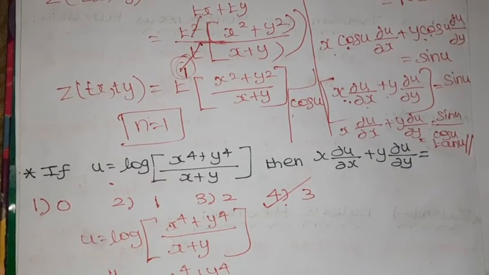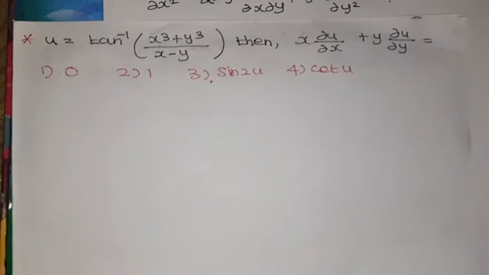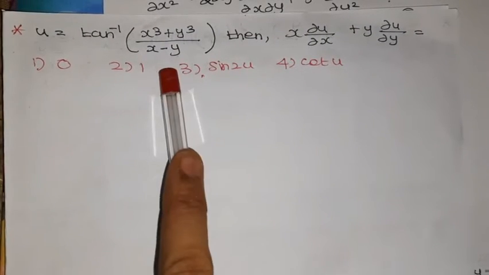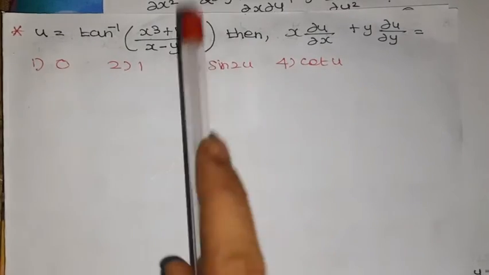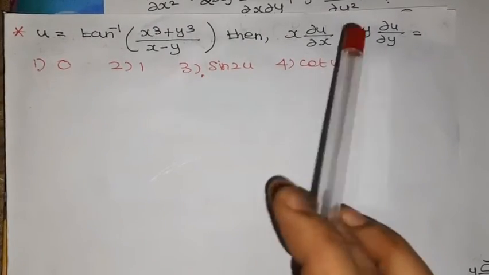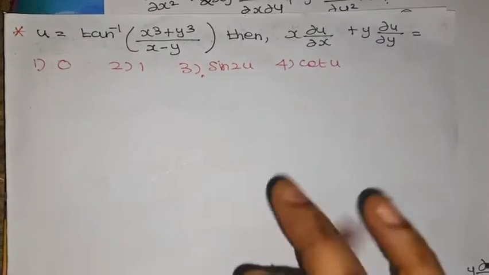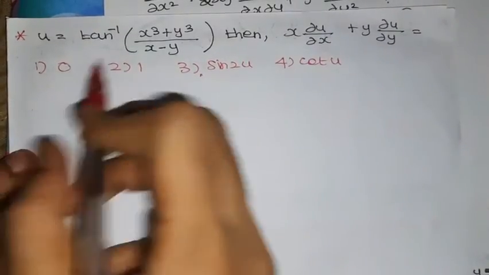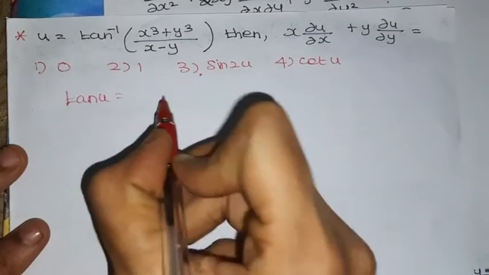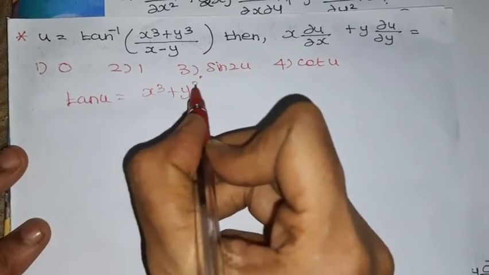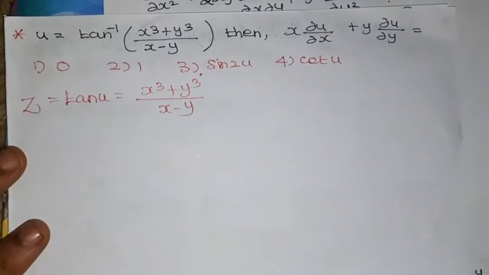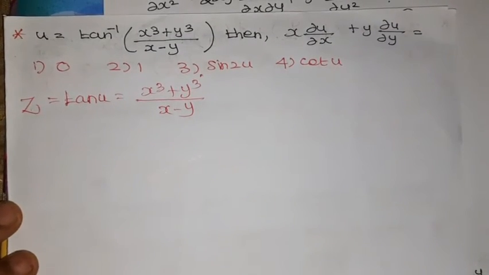Okay, we'll see some other problem. So u equal to tan inverse of x cube. The problem is given. We need to find out the Euler's theorem for this term. First we need to, what is given? So this will go to that side, so as tan u, right? Tan u equal to that given function. Say it is z. Okay. Then what is the next step?